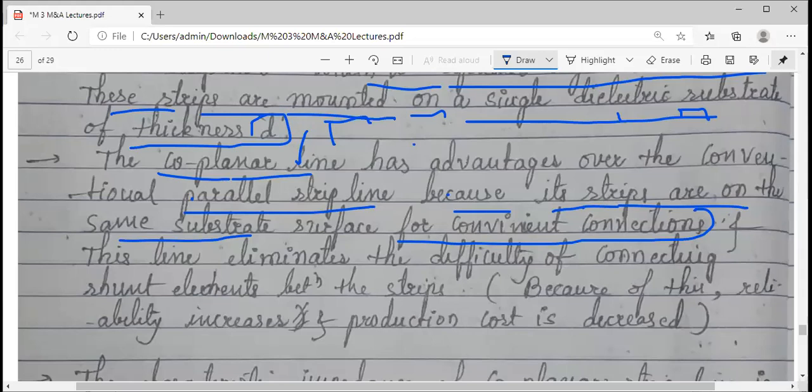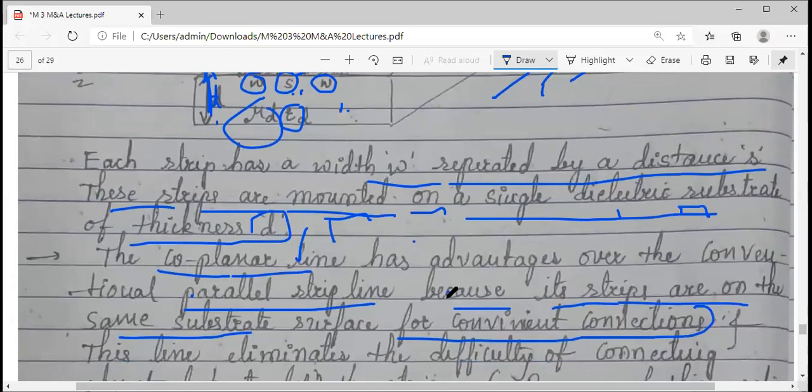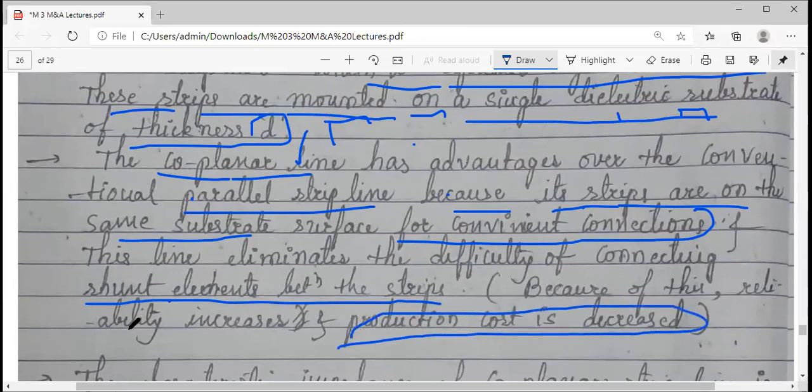That is one advantage. Second one, as one of the strips is grounded and they are kept in a single plane on a single substrate, the shunt elements connection will be much easier. This is the second advantage. Because of this, what will happen? The production cost will be decreased, and reliability will increase. So these are some of the advantages of coplanar lines over parallel lines.